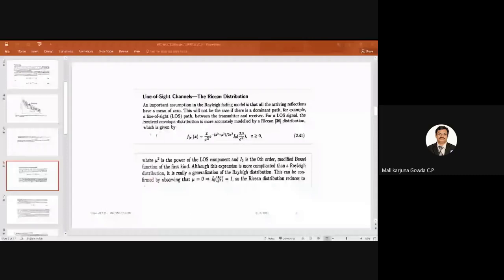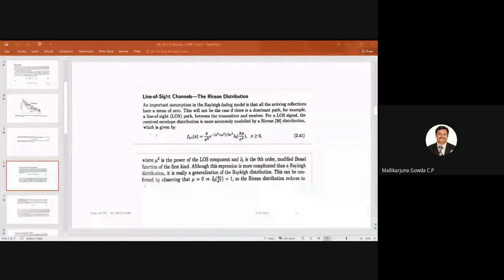We can express the Ricean distribution like this. f of r, the magnitude, is nothing but the amplitude distribution: x by sigma square into e power minus of (x square plus mu square) divided by 2 sigma square, times I naught of (x mu by sigma square). Of course, this equation seems complicated, but it is very simple to understand. What is this mu square? Mu square is the power of the line of sight path component.